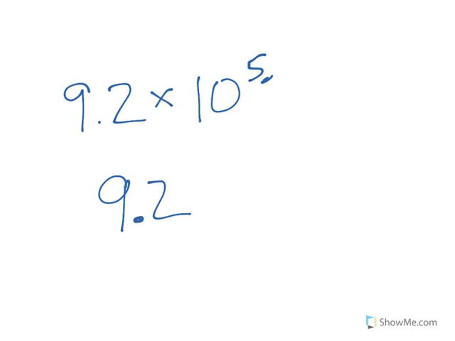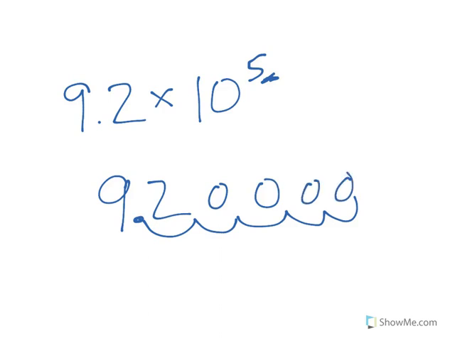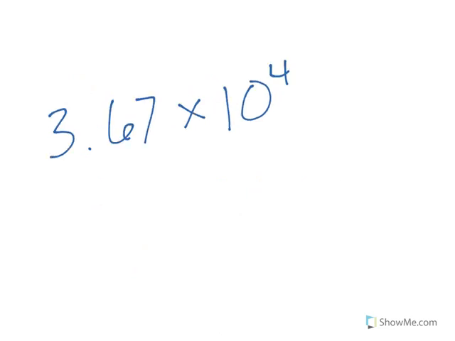Okay, so like I said, it says 10 to the fifth power. So all that means is we're going to move this decimal 5 places. 1, 2, 3, 4, 5. And then, since we don't have anything there, we're going to put in zeros, and the decimal goes at the end. So our answer would be 920,000.